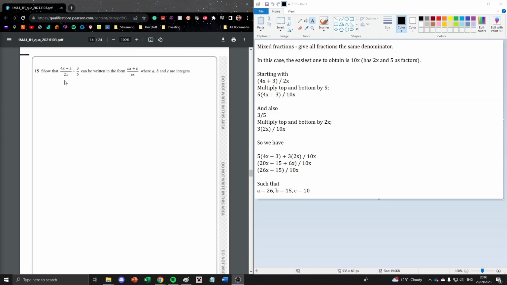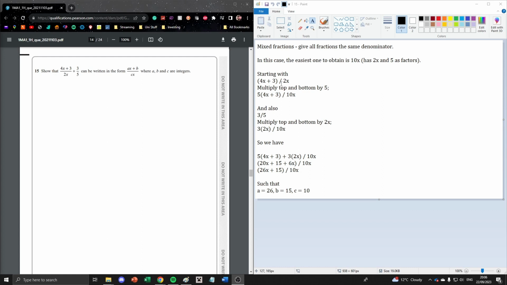Question 15 gives us two fractions, 4x plus 3 divided by 2x and 3/5, and we're asked to rewrite those as one single fraction, ax plus b over cx, where a, b, and c are integers. If we have two fractions like this that we're trying to add, subtract, whatever, with different denominators, we want to make them both have the same denominator to make the maths easier. A simple common denominator to use here would be 10x. It's a simple multiple of both.